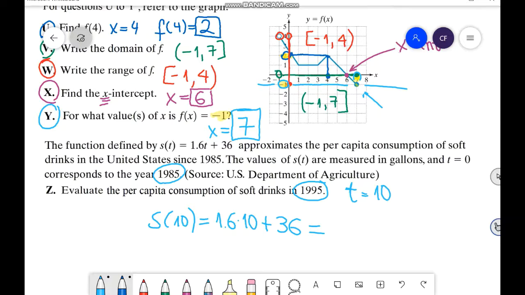Get your calculator. Type in your calculator this operation. 1.6 times 10, 16, plus 36. And you're going to find the answer for letter Z. It's close. I think it's going to be 52. Check on your calculator.